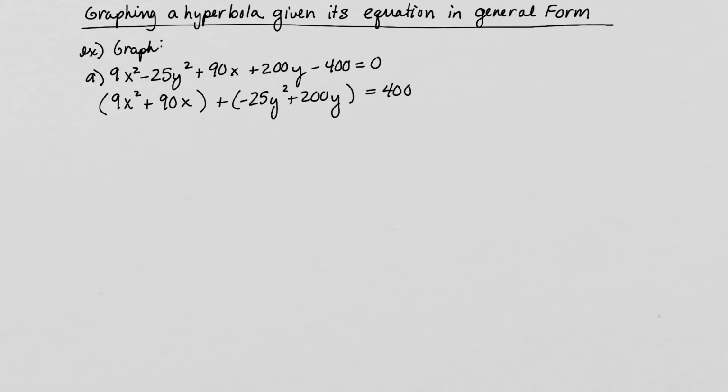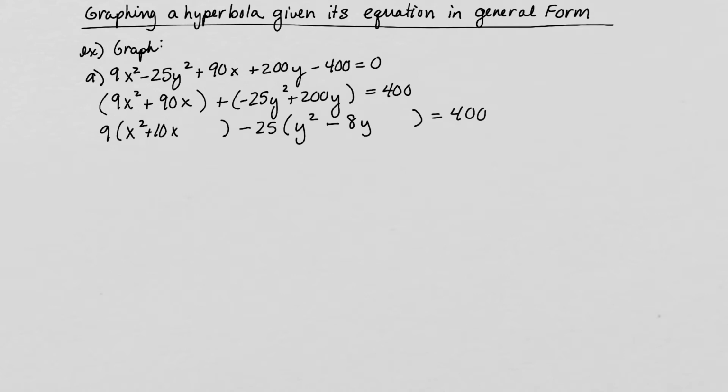And so now out of the first piece, I can factor out a 9. So I have 9 times x squared plus 10x. I'm going to leave myself some room. The second piece, I can factor out a 25. So 25 times y squared minus 8y, leave myself some room, equals 400.